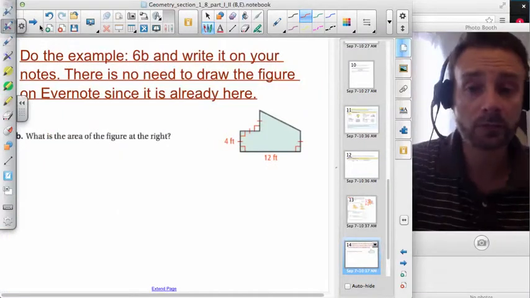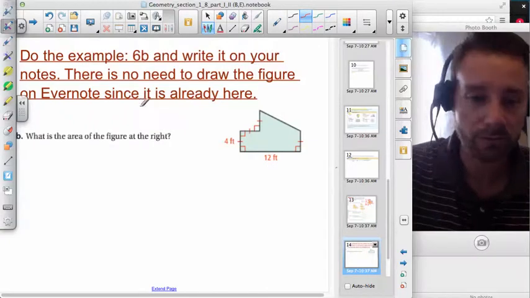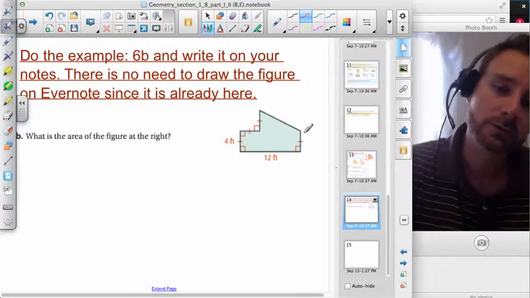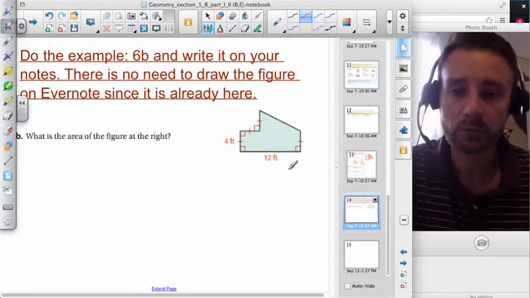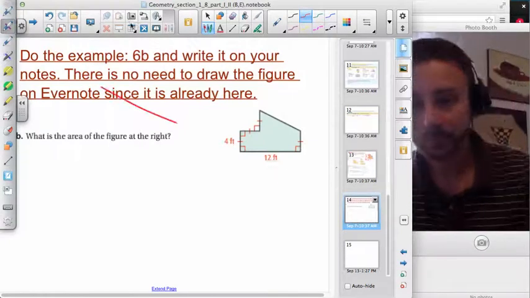Now there is a problem. You do this in your notes, and you attach it on Evernote. And wow, this is shorter than the others, so that's it. Do the MyMathLab after you're done with your notes, and I'll see you back on Monday. Okay, bye.